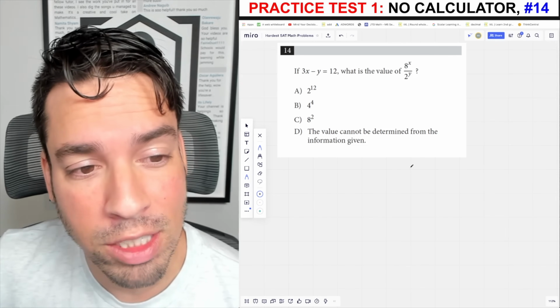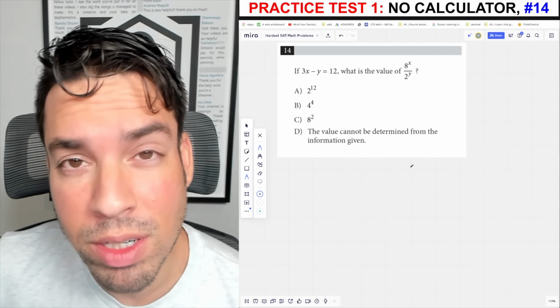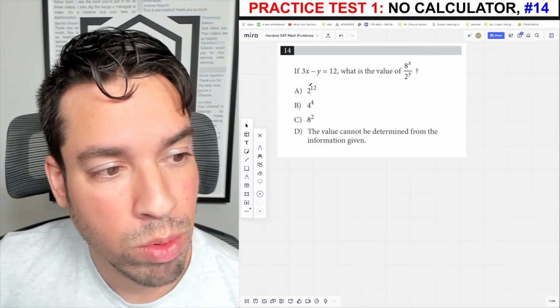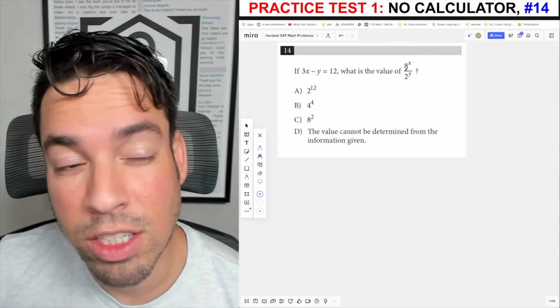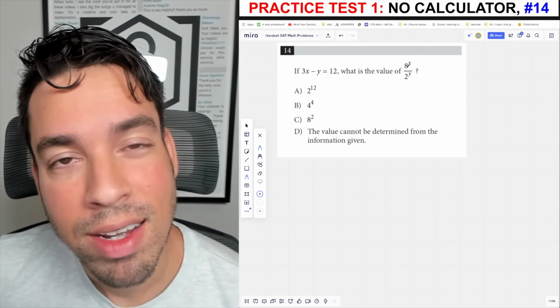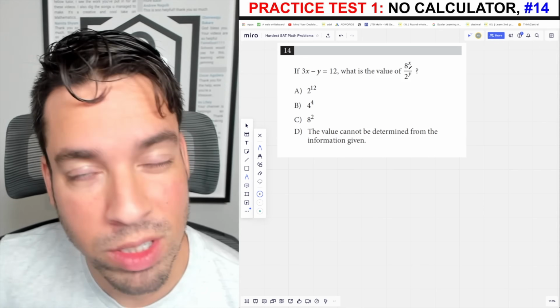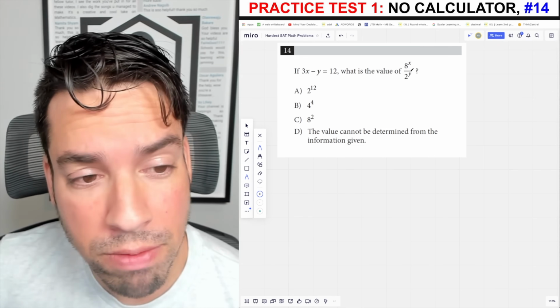Next, we got a question that hits the exponent rules pretty hard, and what makes it quite difficult is it's not just exponents, it's also a hybrid system of equations. So here's what we're going to do. First, I'm going to look at this expression, and whenever I'm thinking about exponents and simplifying with exponents, I need to have the same base. I want to go there first.